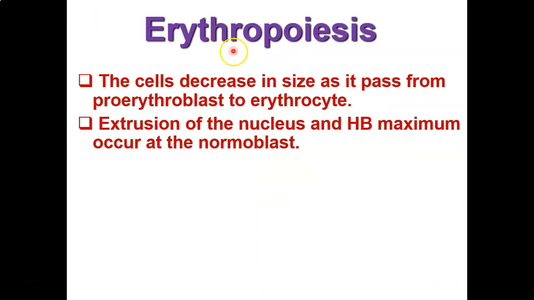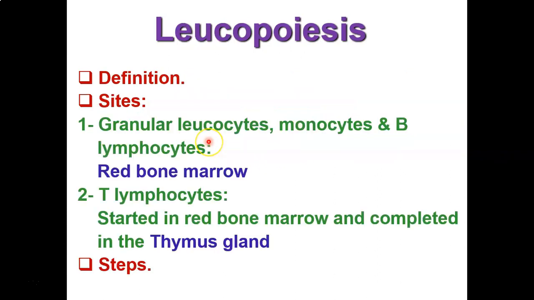So again, to summarize our data, the cells decrease in size as they pass from the pro-erythroblast to the erythrocyte, and extrusion of the nucleus and maximum hemoglobin occur at the normoblast. I will move to leukocytes, or leukopoiesis. Leukopoiesis is the formation of white blood cells.